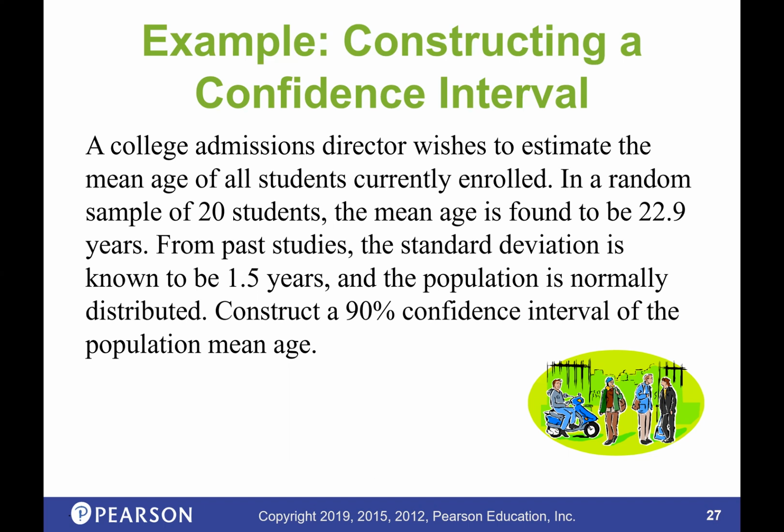The thing is, since we only have 20 students, we have to make sure that the population is normally distributed for us to do this. So it is. Okay, all yours here. Can you construct a 90% confidence interval on the mean age, the average age of the college students, because the admissions director asks to.